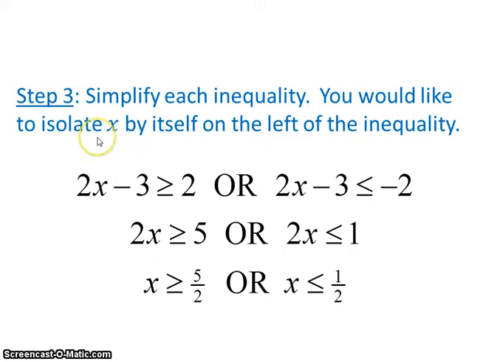Our next step is to simplify each inequality. So what we want to do is take these and get them down to x is less than or equal to, greater than or equal to some simplified number before we proceed. And that's easily done again. We just use our normal operations of solving equations and inequalities. We will add 3 to both sides. We will divide both sides by 2 in both cases, and that will get us down to our simplified compound inequality, which is x is greater than or equal to 5/2, or x is less than or equal to 1/2.